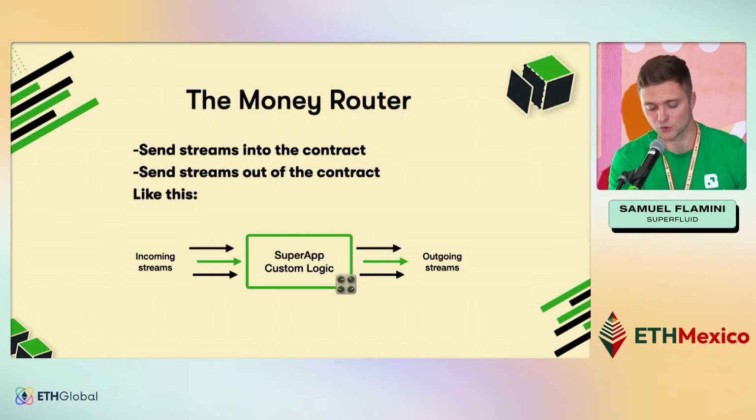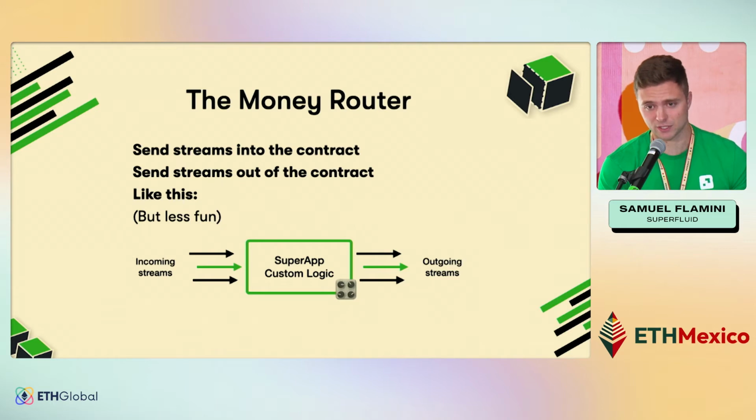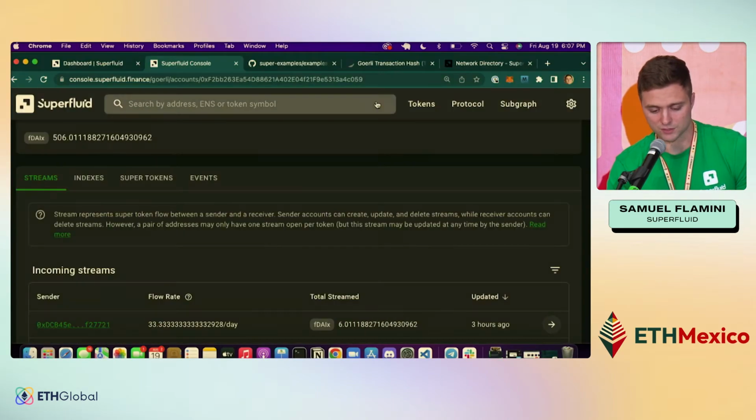One of those super apps I showed you earlier can take streams and automatically send them out. It's just going to be a little bit less fun because it's not going to be automatic. I'll show you in a little bit an example of a contract that can automatically, the second it takes in a money stream, send it out, but we'll get into some of the more advanced stuff in just a second.